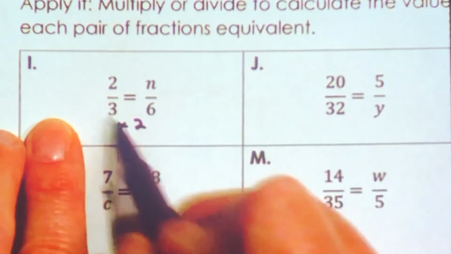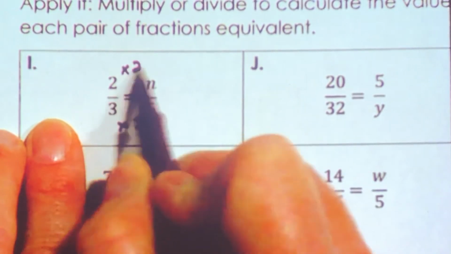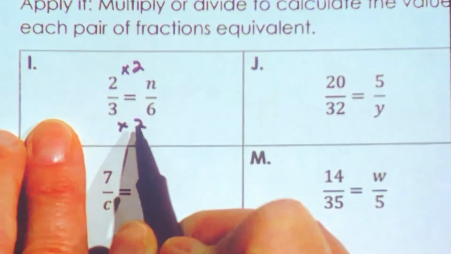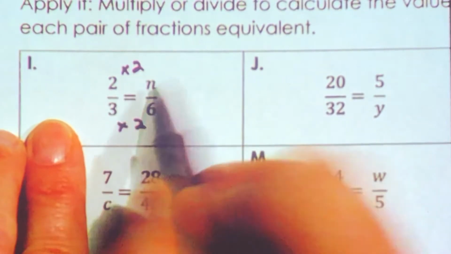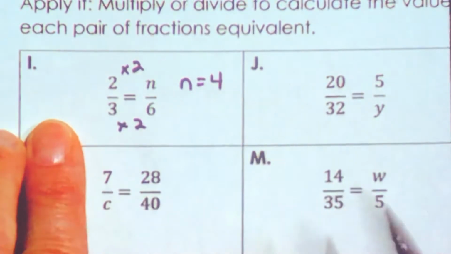So if I have to multiply 3 times 2 to get 6, that means in order to find n, I can take 2 times the same amount I multiplied the bottom by. So 2 times 2 is 4. That means that n equals 4. So 2/3 and 4/6 are equivalent.